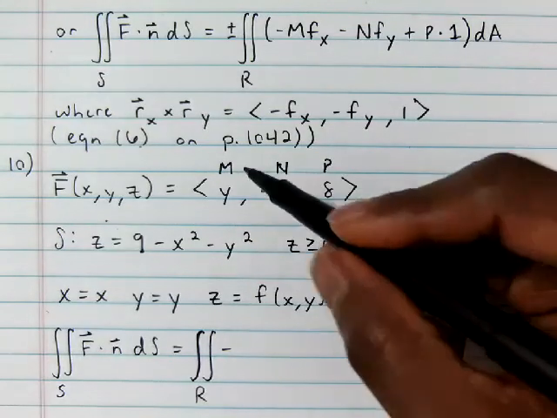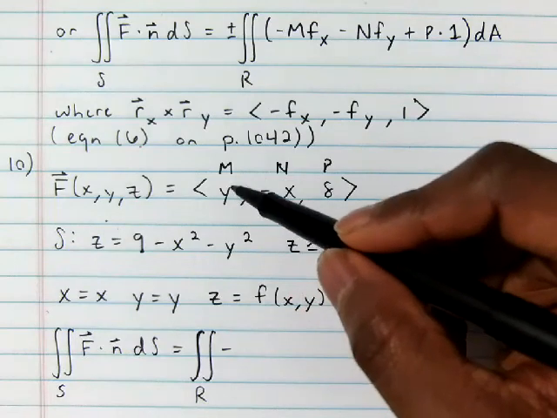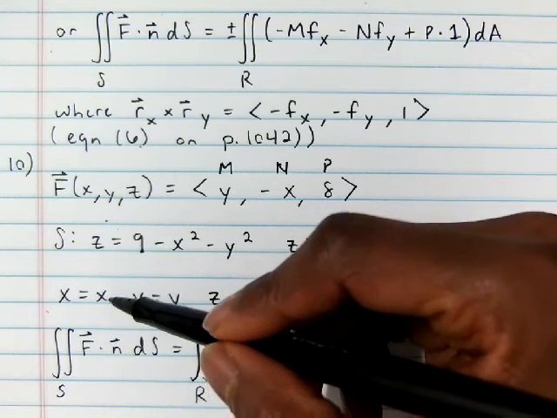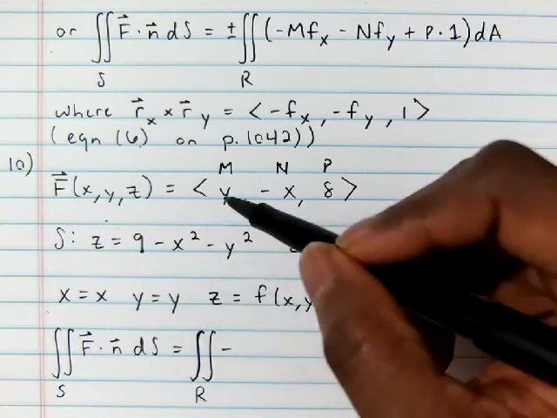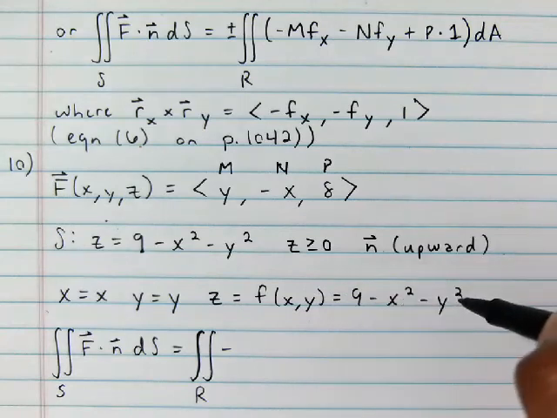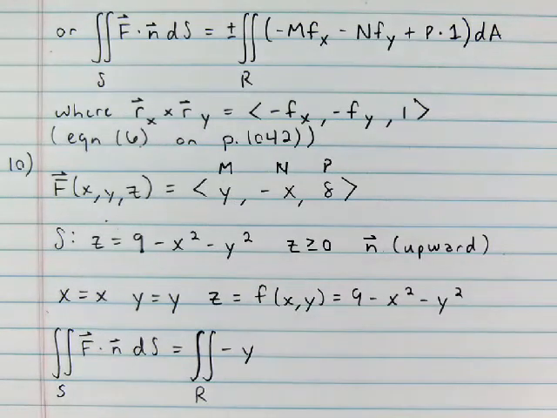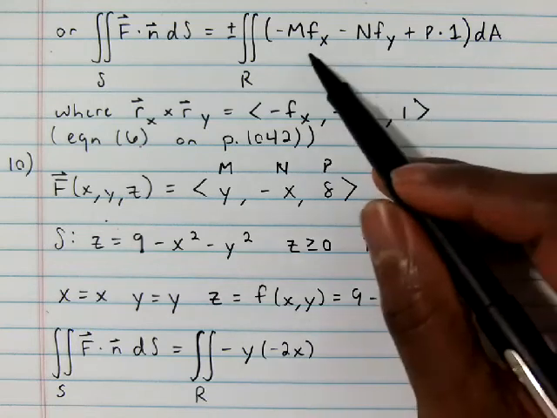So we're going to take M and plug in our parameterization. Everywhere I see an x in here, I'm going to plug in an x; there are no x's in there. My parameterization says x should stay as x, and y stays y. Everywhere I saw a z, I would plug in 9 minus x squared minus y squared; there are no z's in there. So this is just negative M, times f sub x, the partial of this with respect to x, which is negative 2x. That covers that part of the formula.